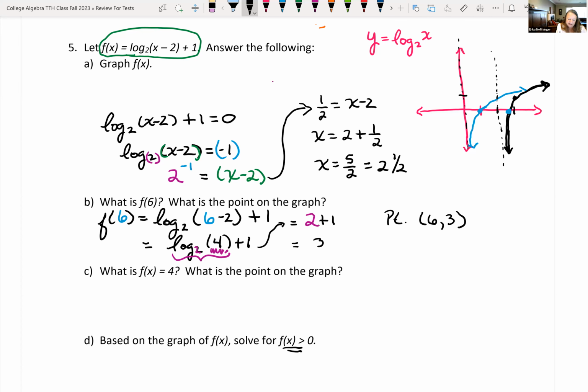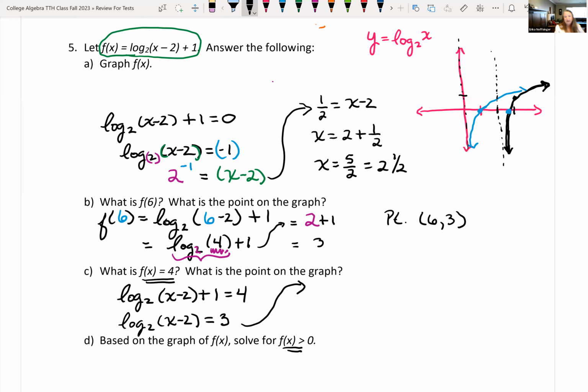So the next one states, find when f of x is equal to 4. So this is stating, find when log base 2 of x minus 2 plus 1 equals 4. So to solve log equations, we want to isolate our log. So we want to subtract 1 on both sides of our equation. So doing so, we get log base 2 of x minus 2 equals, well, 4 minus 1 is 3.